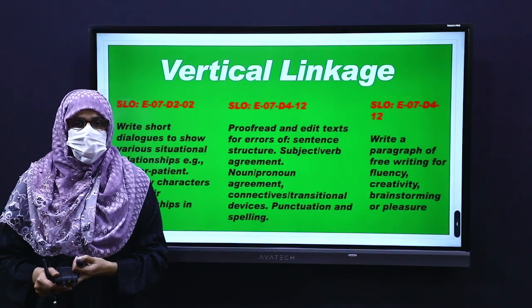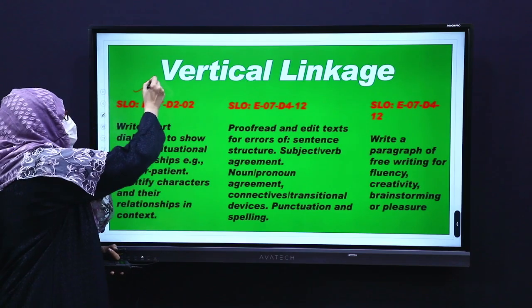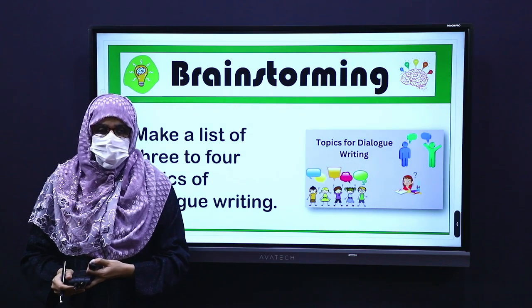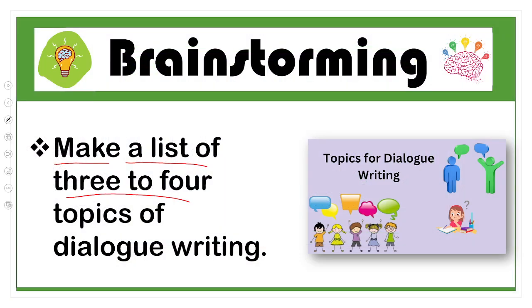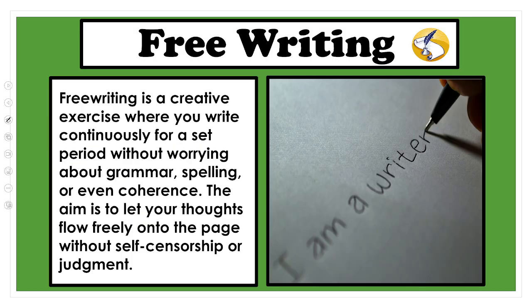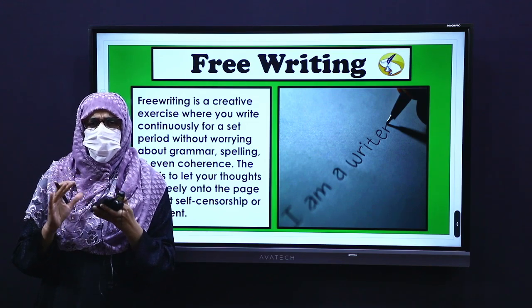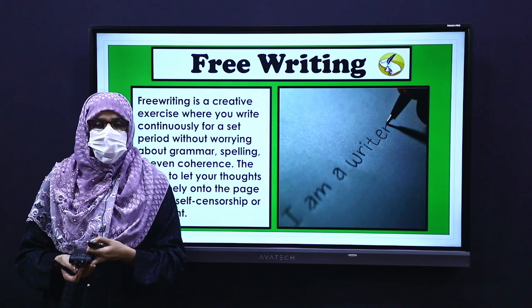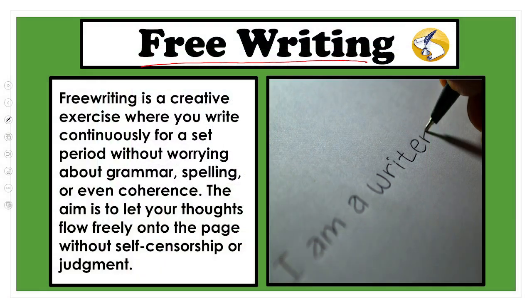Before jumping on to the topic, see, this is the vertical linkage. Let's have a quick brainstorming session. Make a list of 3 to 4 topics of dialogue writing. Just imagine, you are supposed to write a dialogue. Make a list of 4 to 5 different topics of dialogue writing. That's right. Let's learn about free writing first.